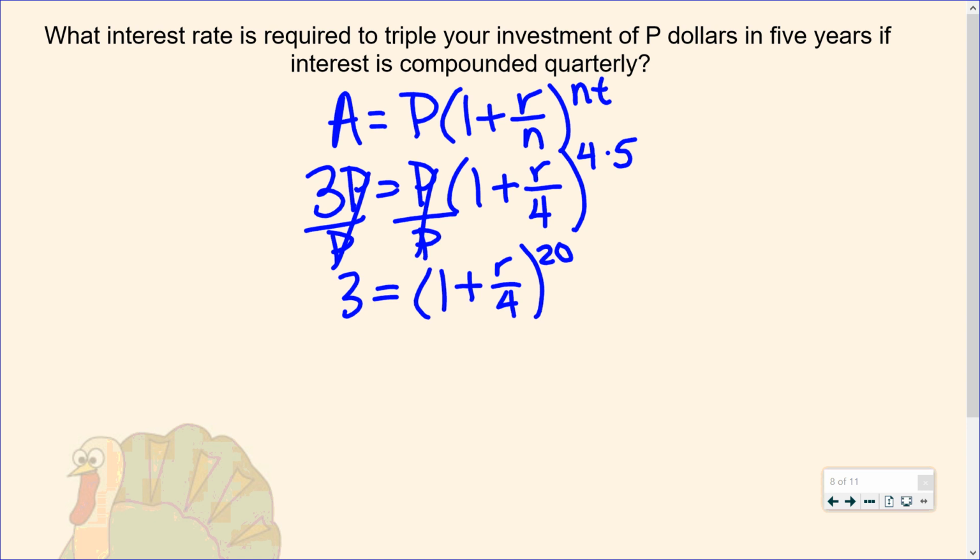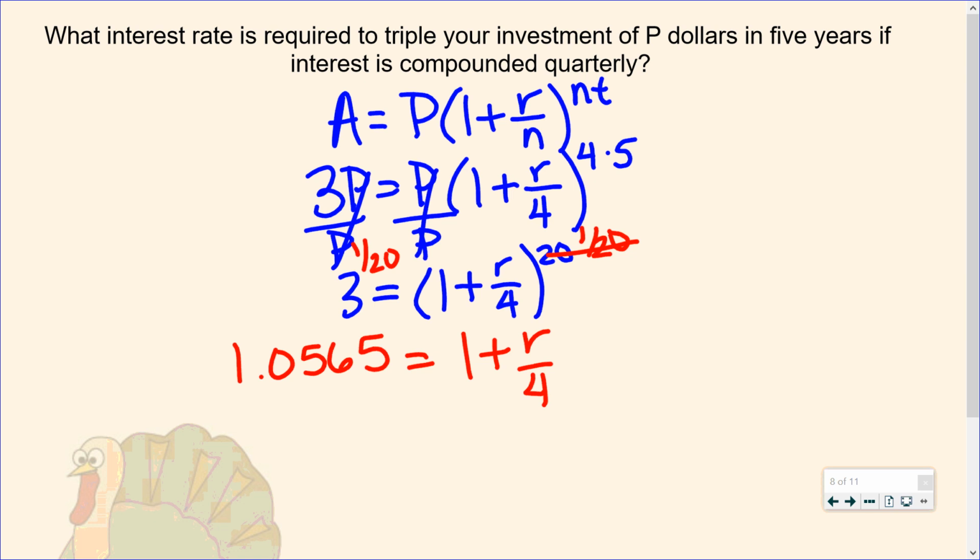It's a 20th power. So what are we going to do to get rid of it? 20th root, which is the same as the 1/20th power on both sides. If you know the exponent, you can just use the reciprocal. So those are going to cancel out. 1 plus R over 4 equals whatever the 1/20th power is, 20th root of 3. So I get 1 point, and look at those 2 decimal places here. In your calculator, though, you guys could just keep using the previous answer for this one.